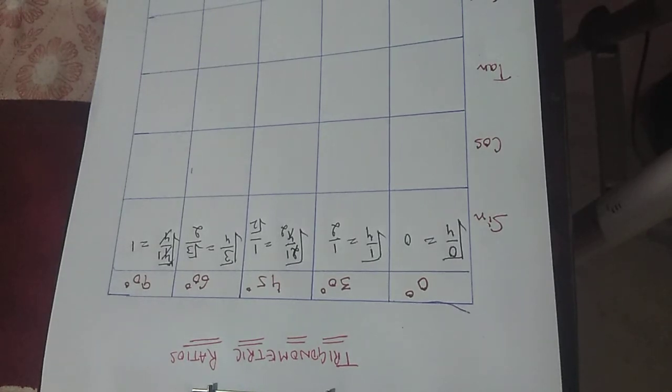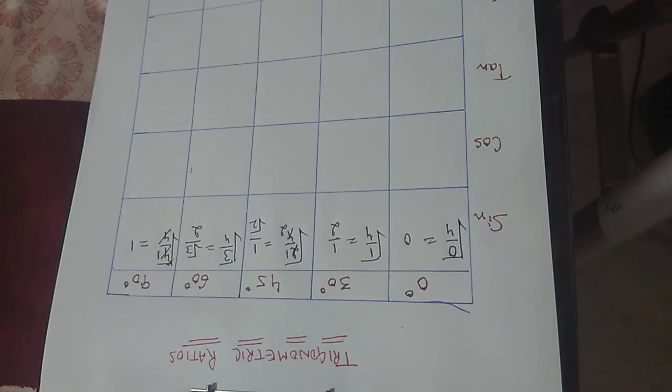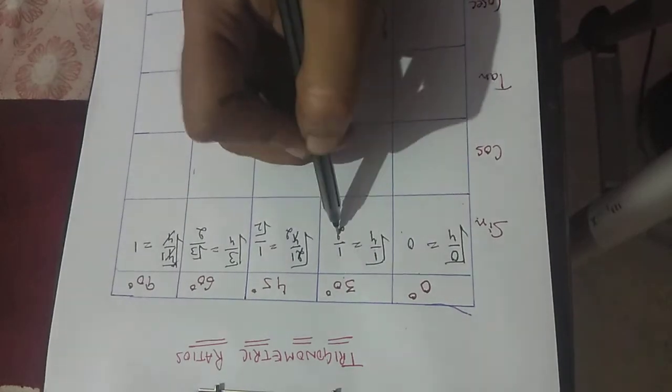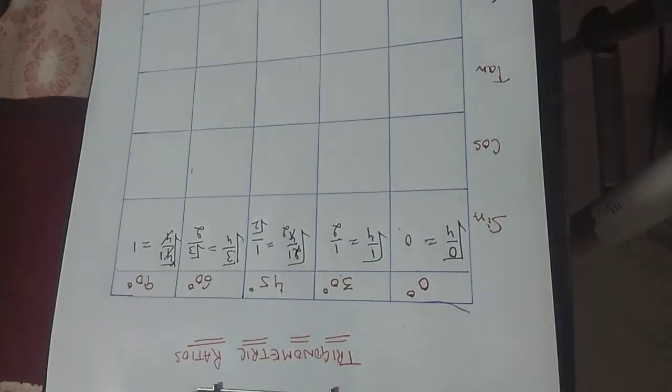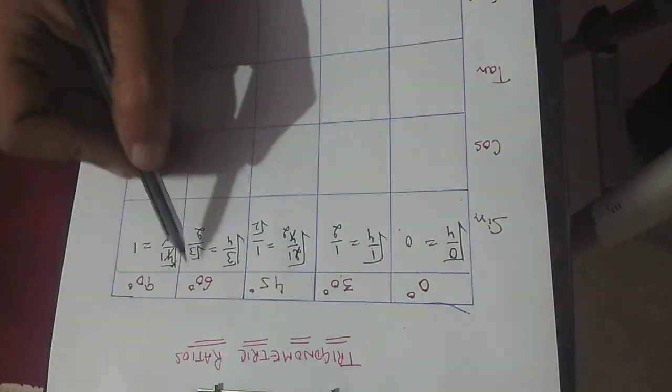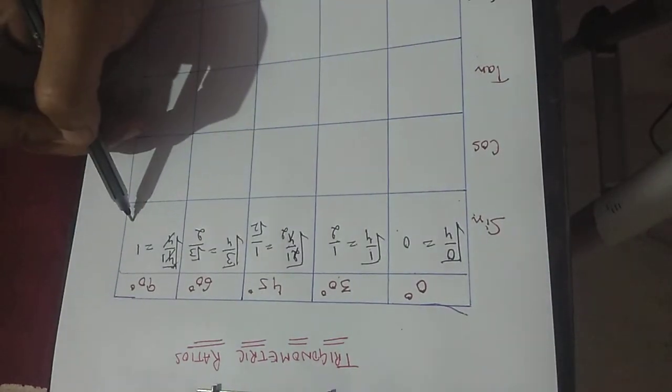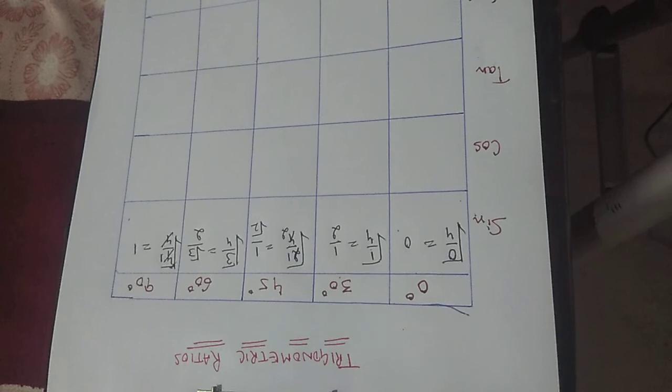So these are the trigonometric ratios of sine. That is sine 0, 0. Sine 30, 1 by 2. Sine 45, 1 by root 2. Sine 60, root 3 by 2. Sine 90, 1. So these are the trigonometric ratios of sine.